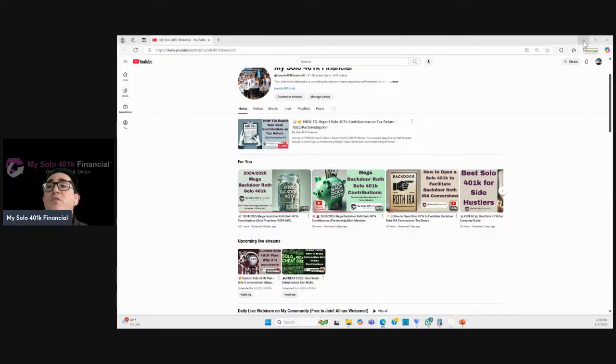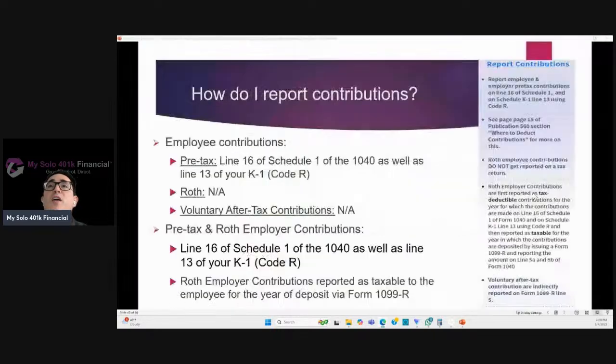But we'll jump into today's topic, which again is how do I report solo 401k contributions on my tax return, specifically geared towards a business that's taxed as a partnership. So to put it in context, a solo 401k is a retirement plan that's specifically geared for self-employed individuals.